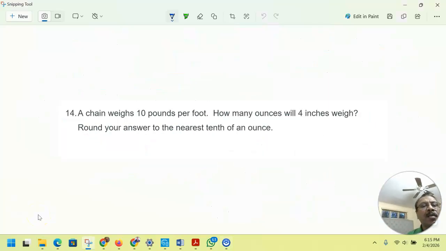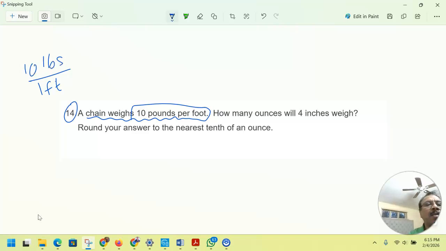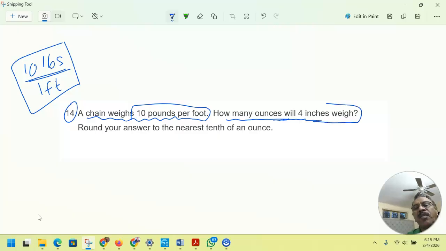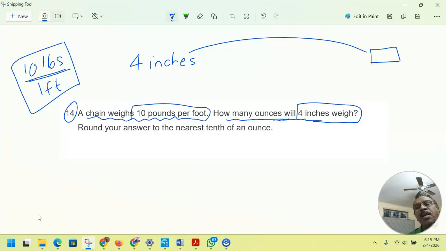So another question is, a chain weighs 10 pounds per foot. That means you have a conversion rate that 1 foot is 10 pounds, lbs. Okay, so this is the conversion factor given. Now we are supposed to figure out how many ounces will be 4 inches weight. That means you want to start with 4 inches chain, and that will be how many ounces here. So we want to know how many ounces, which is OZ.